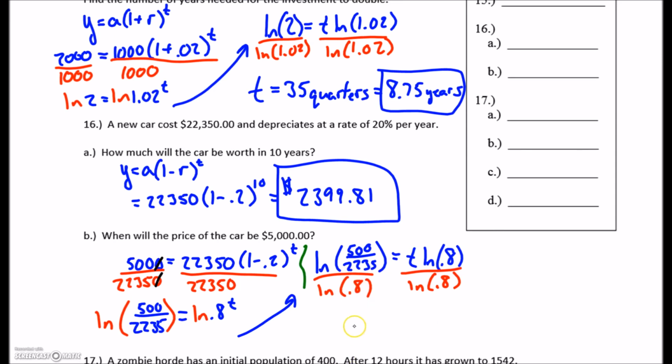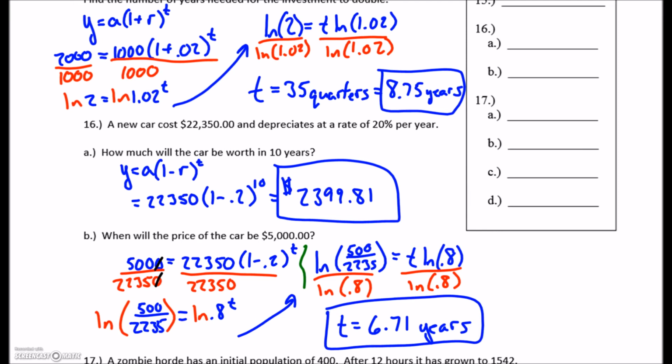And keep in mind that t is going to come out in years this time. So I plug it into my calculator, and it looks like it gives me approximately 6.71 years. All right, and that makes sense based on the previous information that I have. After 10 years, it was down to about $2,400. So yeah, after about 6 or 7 years, it's probably going to be down to about that $5,000 mark. Okay.